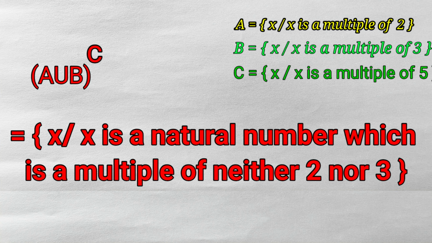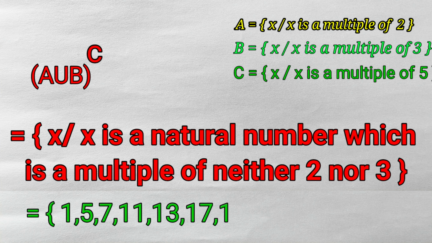of 3. So in this case we can write (A union B) whole complement as the set of 1, 5, 7, 11, 13, 17, 19, 23, 25 and so on. Here we can observe that we can't see the multiples of 2 and also the multiples of 3. The remaining natural numbers we have taken for the set (A union B) whole complement.